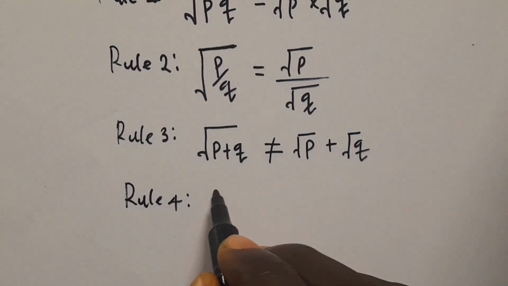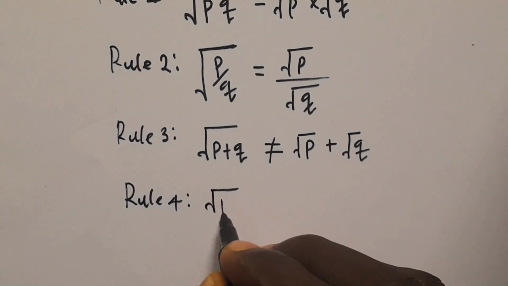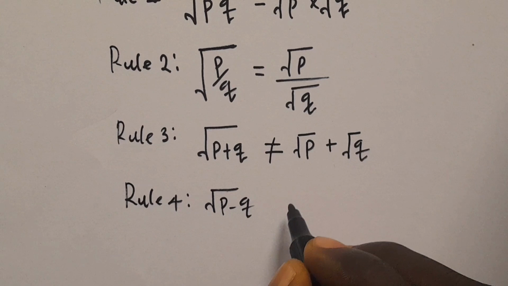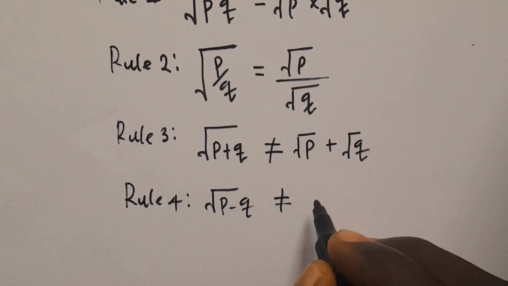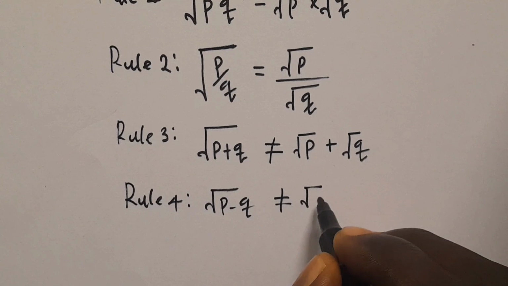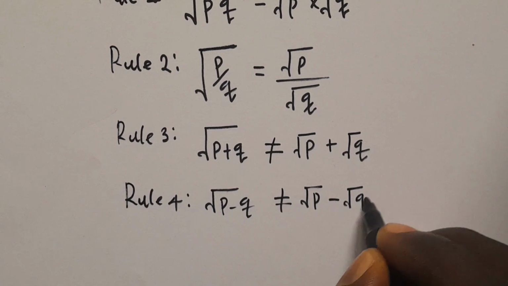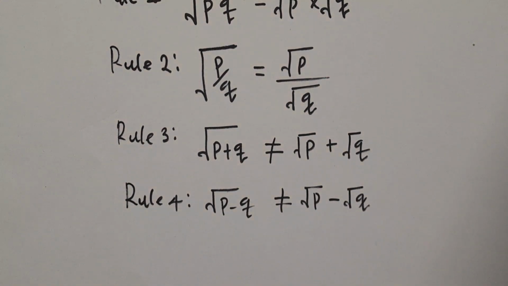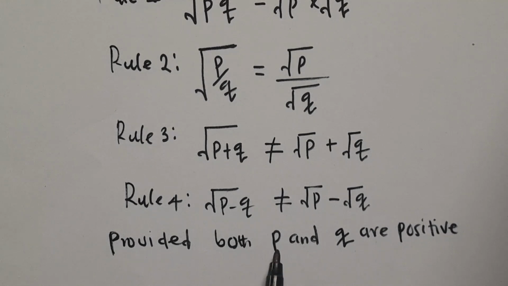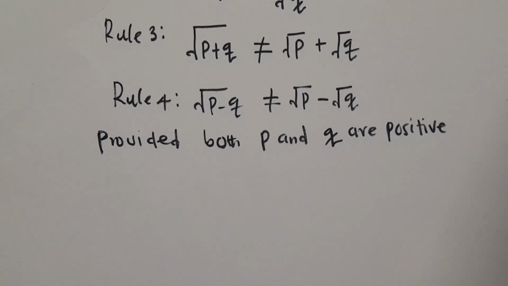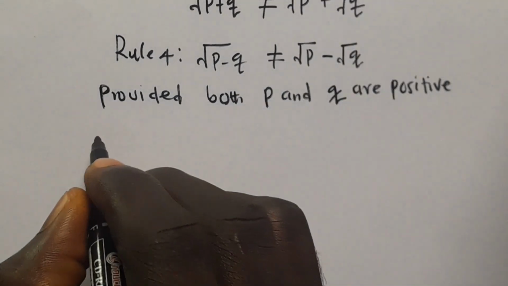Now let's say we have rule 4. Rule 4 says when you have square root of p minus q, this does not equal square root of p minus square root of q. And that is rule 4. So take note of this, that provided both p and q are positive.